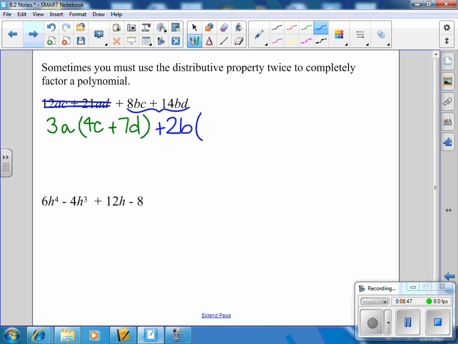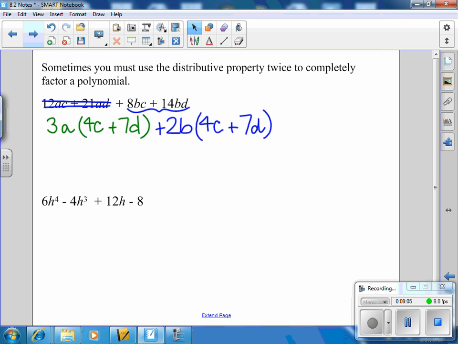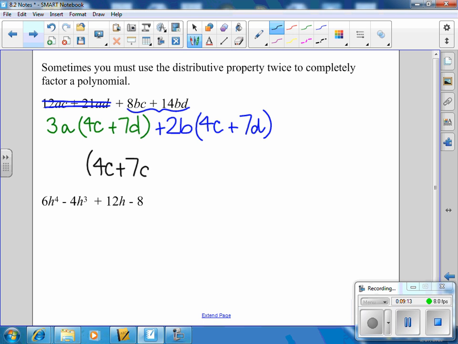And then figure out what's left. I have 4C, and then in this next one, I'd have to multiply 2 times 7, and then I'd need a D. And once we get this far, we realize that it looks just like the problems we did here. These 2 terms, now the green term and the blue term, have something in common that I can factor out. They both have a 4C plus 7D.